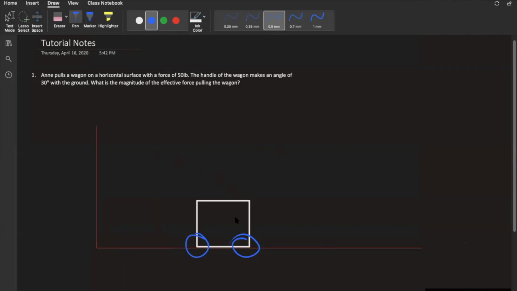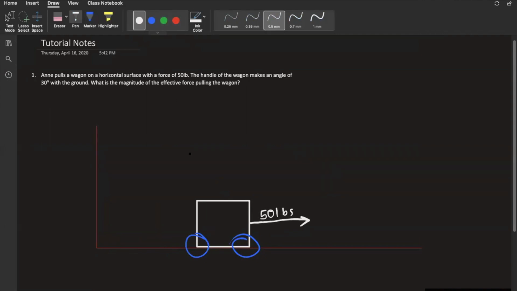Okay. So she's pulling a wagon on a horizontal surface with a force of 50 pounds. So this wagon is being pulled this way with a force of 50 pounds. And the handle of the wagon makes an angle of 30 degrees with the ground.